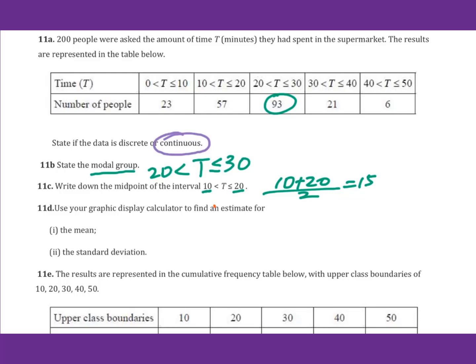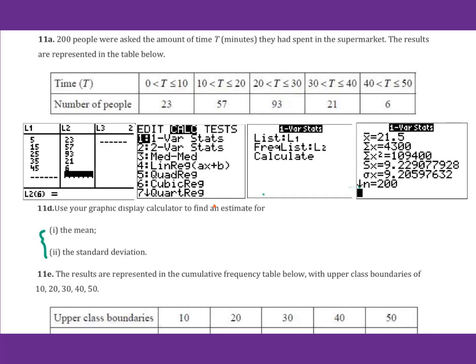Use your graphic display calculator to find an estimate for the mean and standard deviation. Since this is continuous data, remember when you put it into the graphing calculator, you have to use the midpoint for each interval. This is 5, 15, 25, 35, and 45. That's how you put into L1. Then the number of people, put into L2. Then go to calculate, one variable statistics. Remember your frequency list is L2, so that you can get the mean, that's 21.5. The standard deviation is this one, 9.21.